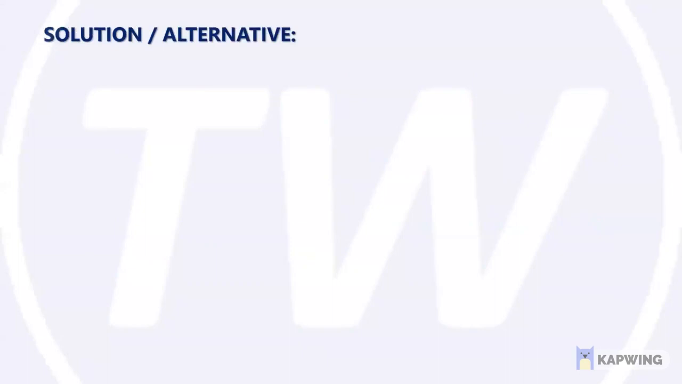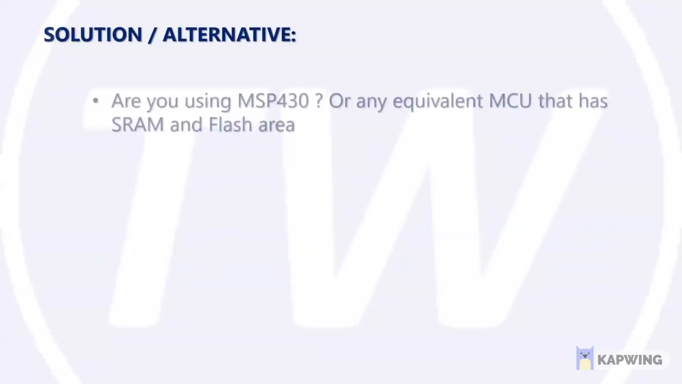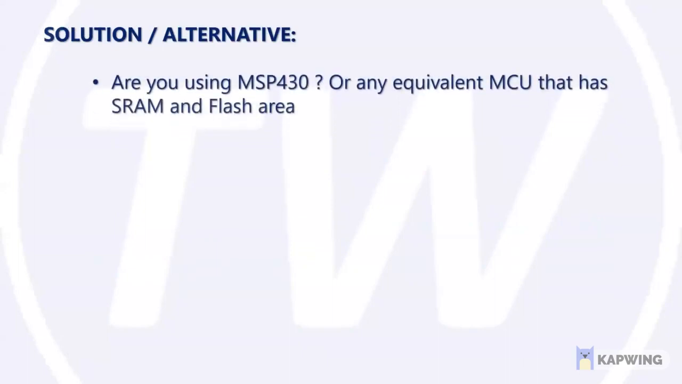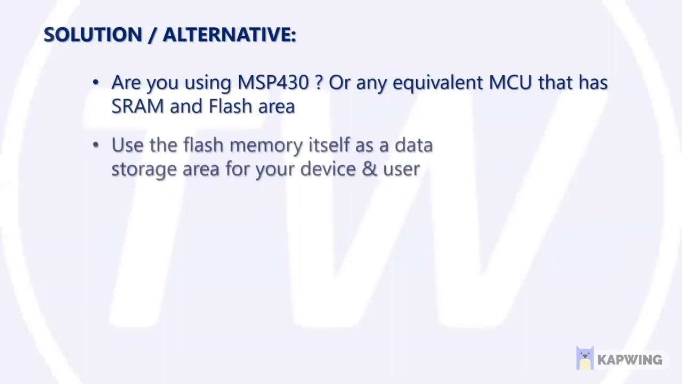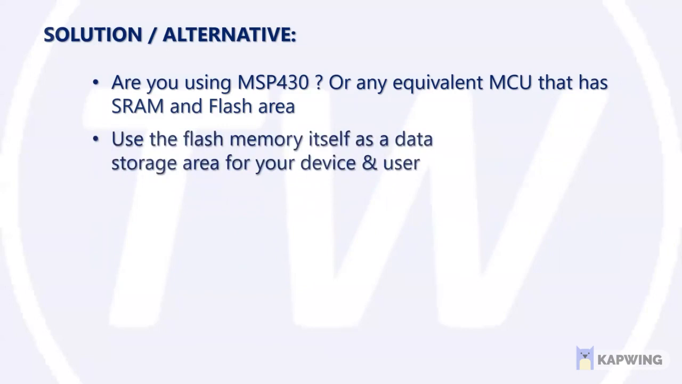So what's the solution or alternative that can be done? If you are using, like me, MSP430 or an equivalent MCU, then obviously you have an SRAM or flash area where you can access and store your data. The second thing is you can use the flash memory as a data storage for your own device, as well as for the data which is there for the user.